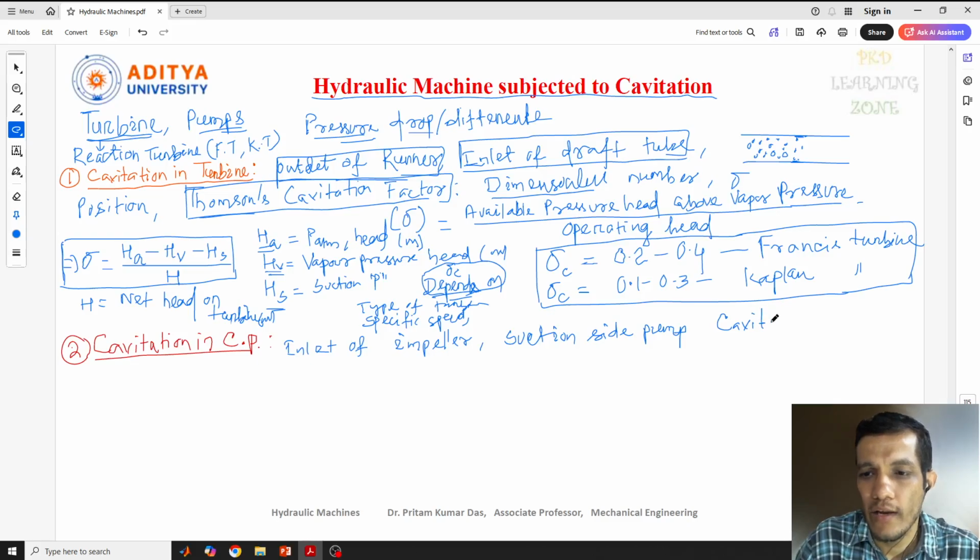First we need to identify where this occurs, then we can identify the cavitation factor value and how to overcome it. First we identify the disease, then we see why it occurred, and then we go for the precautions or the medicine. Similarly here, we first identify where the cavitation occurs, then find the value of Thomson's cavitation factor, then find which method can overcome it. In the centrifugal pump the cavitation forms at the inlet of the impeller, or the suction side of the pump.